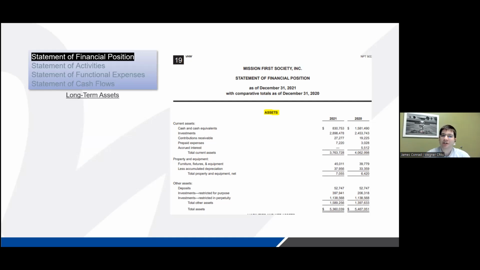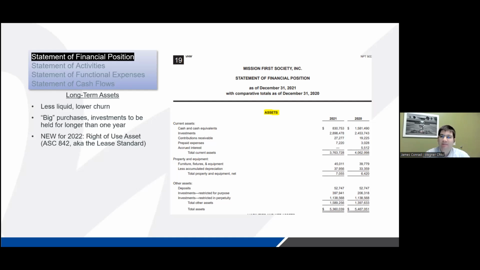So now we're going to switch over to long-term assets. So this is the less liquid, lower churn section of the assets. It's long-term. It's going to be usually big purchases, investments for longer than 1 year. And when you think big purchases, you're going to think land, property, and equipment. And then now, new for 2022, the right of use asset.